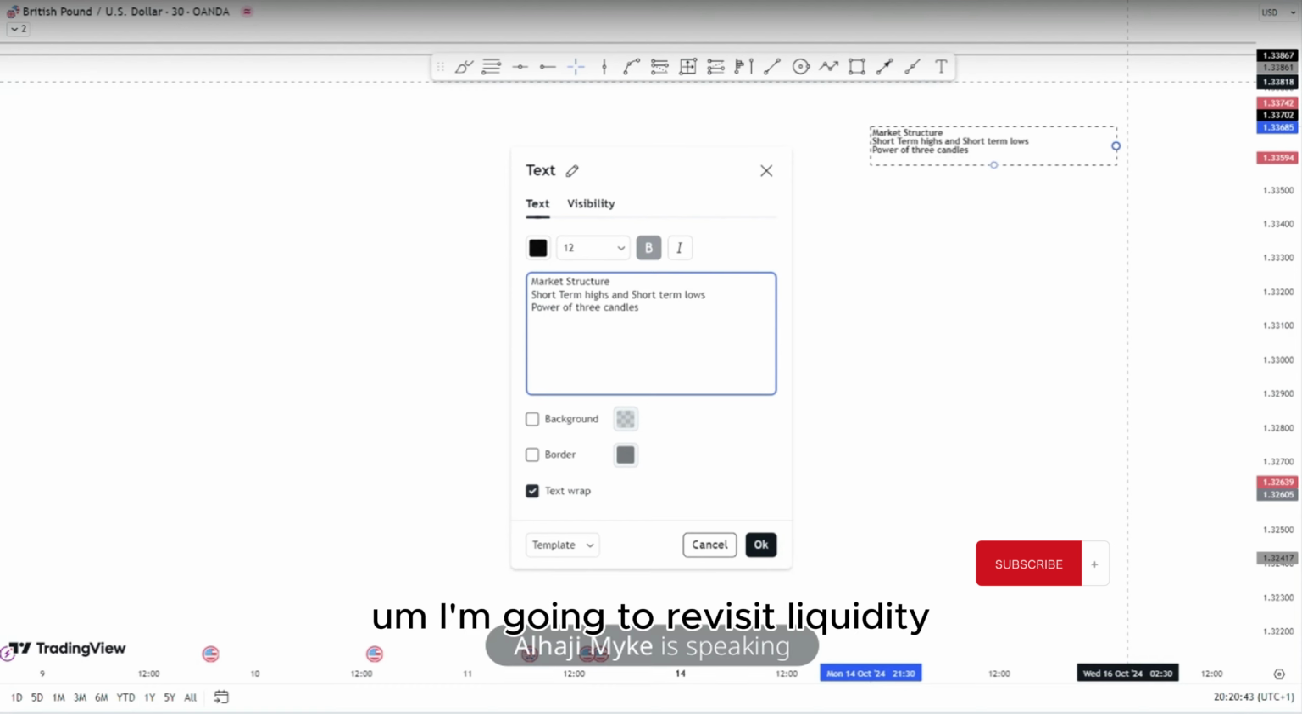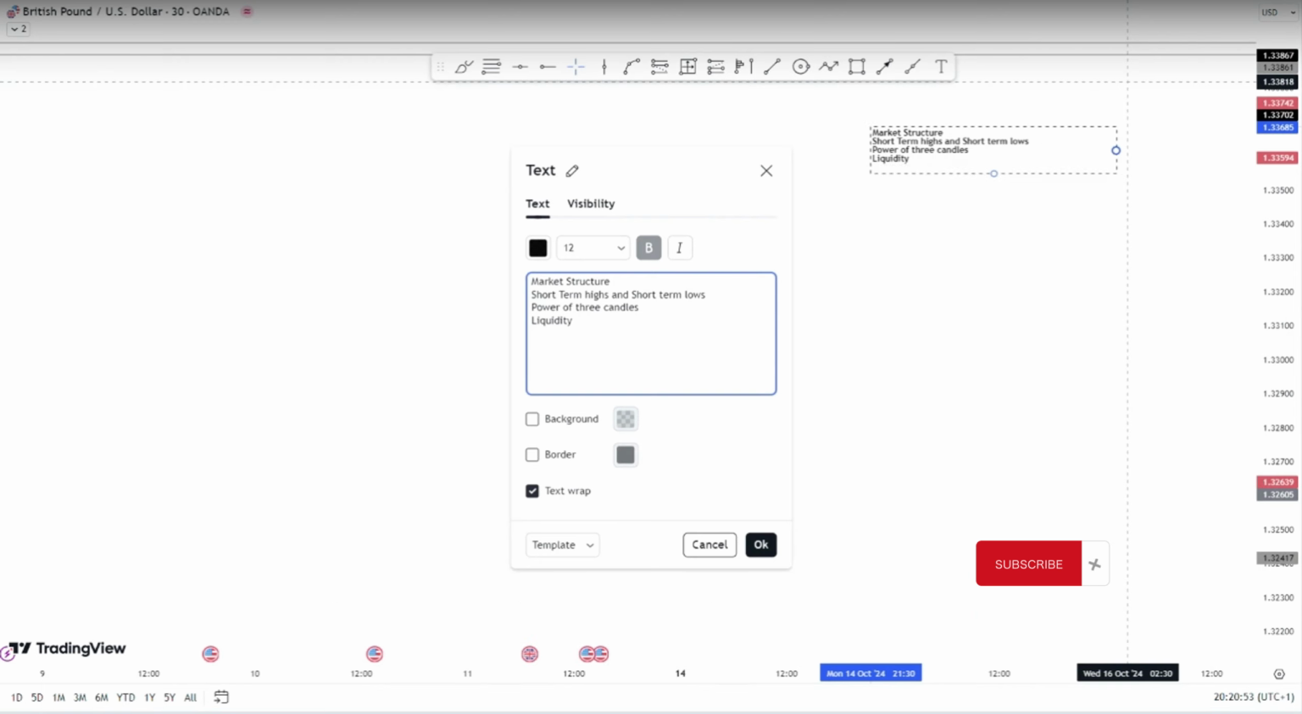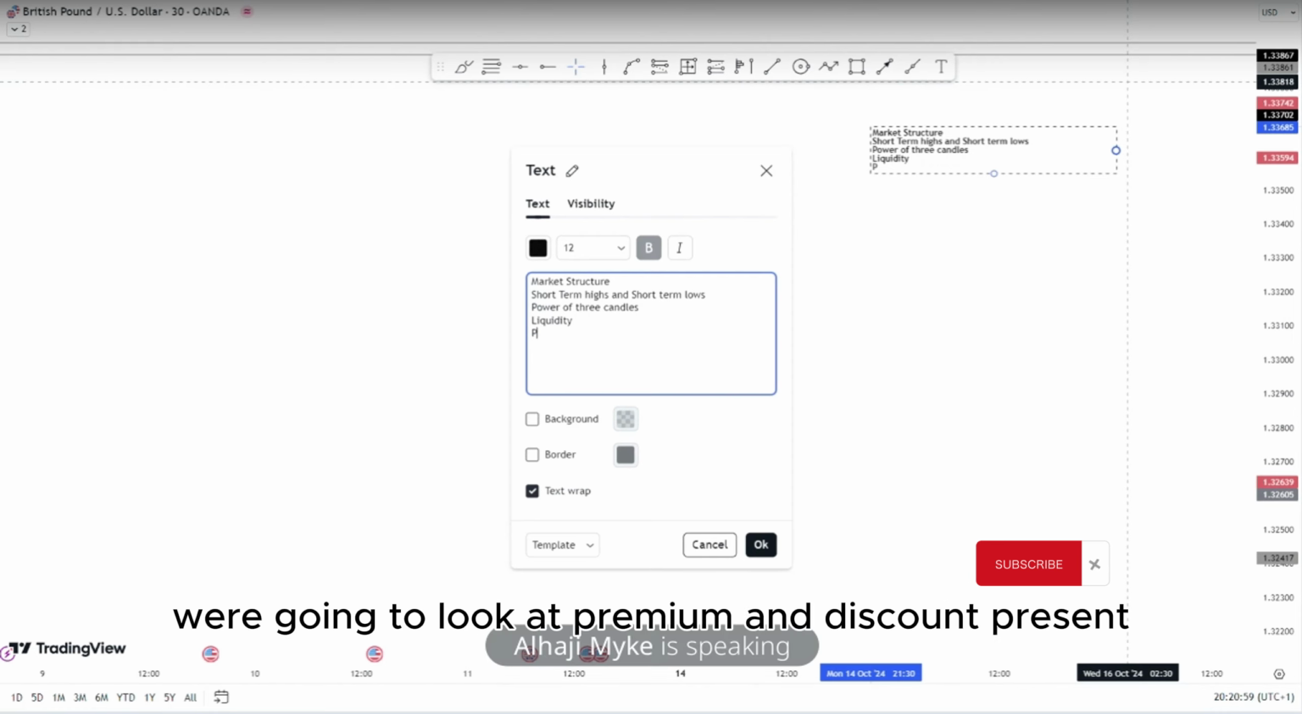I'm going to revisit liquidity, because all these are the foundation of the strategy. Then we're going to look at premium and discount pricing.